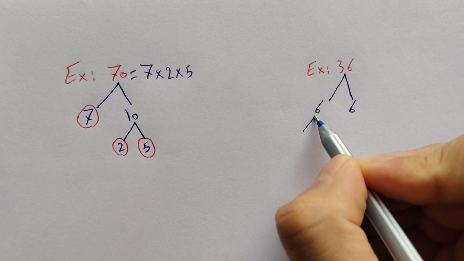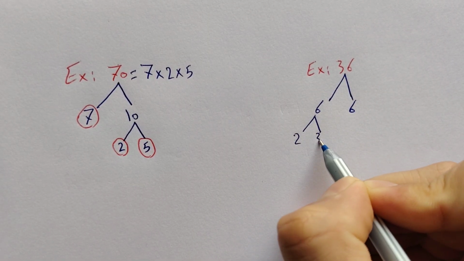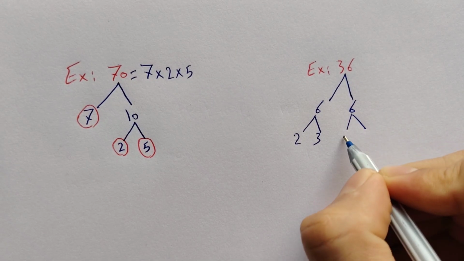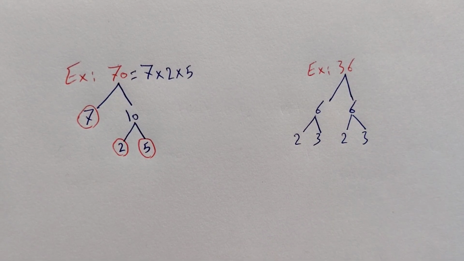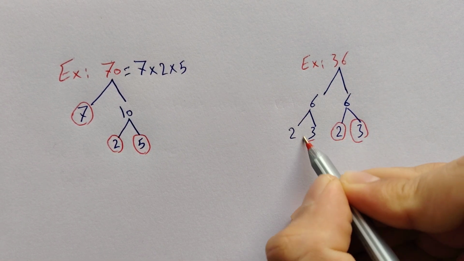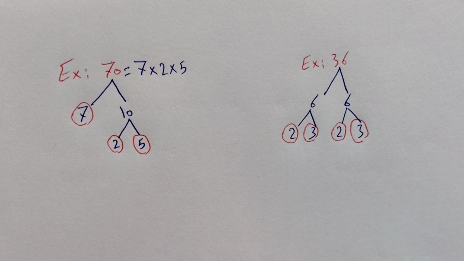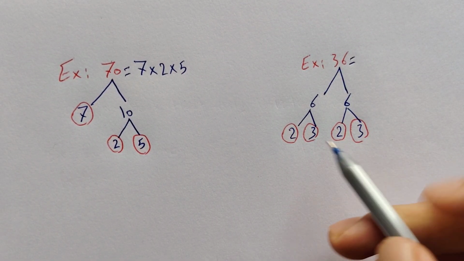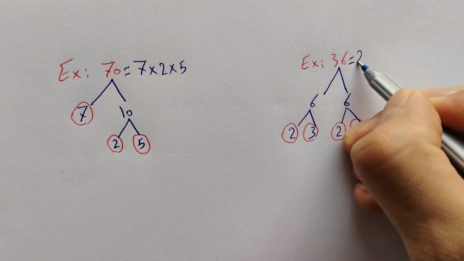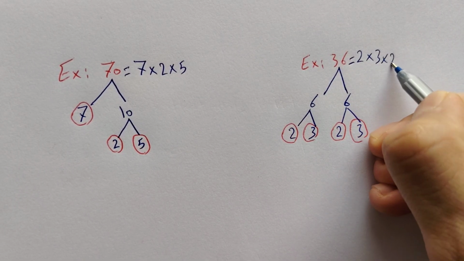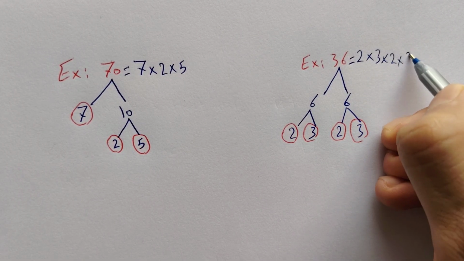Now 6 is not prime, we change it to 2 times 3. 2 and 3 are prime, that 6 also 2 times 3. Okay, now all of them are prime, so we only gonna write it as a multiplication. Now 2 times 3 times 2 times 3.